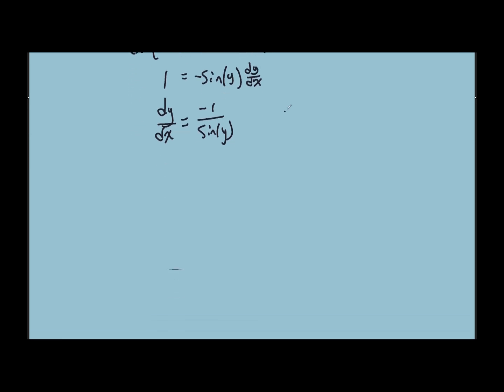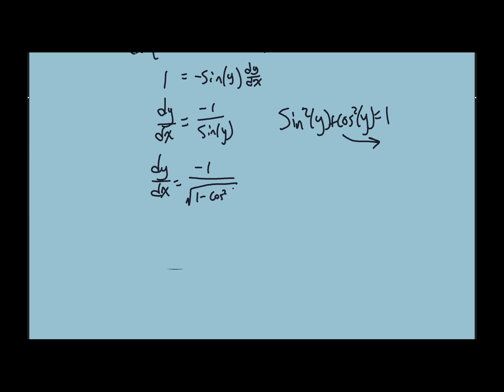In trig, you learned, and we will use forever, that sine squared of y plus cosine squared of y is equal to 1. That's always been true. Doesn't matter what the input is, sine squared plus cosine squared equals 1. And I want to get to sine, so I'm going to subtract the cosine squared and take a square root of the whole thing. And you're going to get dy/dx equals negative 1 over the square root of 1 minus cosine squared of y. That doesn't seem to help, does it?